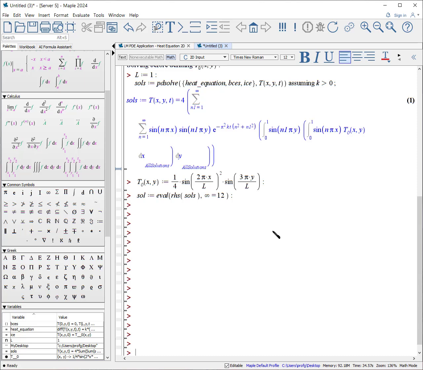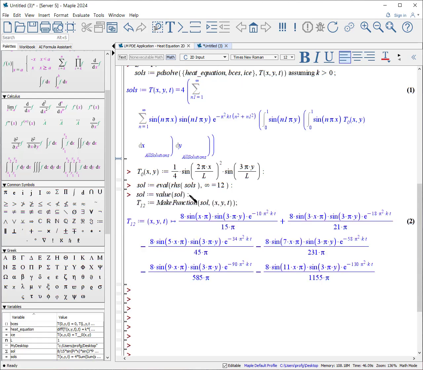So now that we have our solution, how do we use it? Given the fact we have double summations that go to infinity, we can't use infinity. So what we're going to do is extract out everything on the right-hand side of this equation, and replace infinity, the symbol, with 12. We could choose any number of terms. I'm going to choose 12.